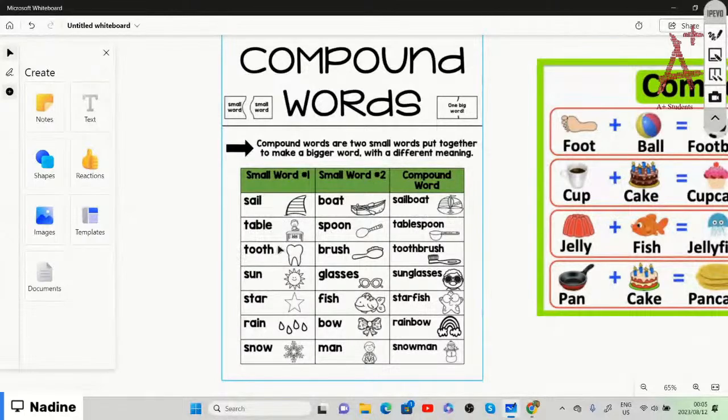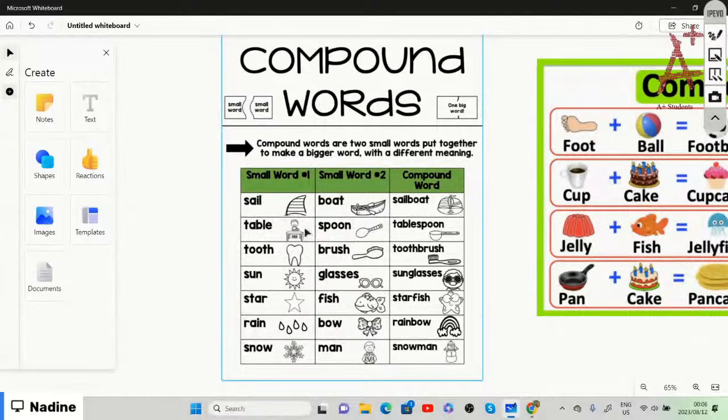A table is something you sit at, you do your work, it can be a wooden table, for example, whatever type of table that you are sitting at, either having breakfast, lunch, or doing schoolwork. So that is a table, the one small word. Then we have spoon as our other small word, and a spoon is an object that we use to eat with. As you can see, these are two words with different meanings.